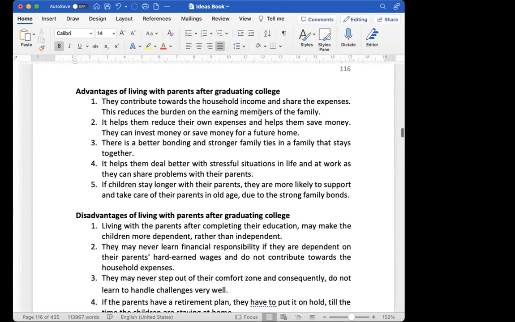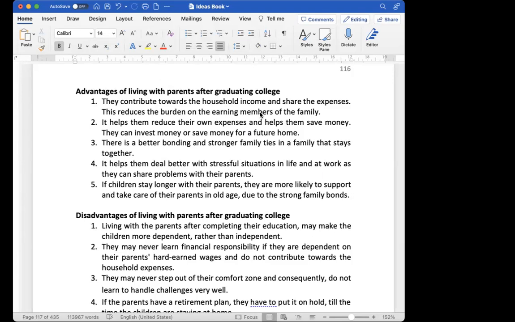Advantages of living with parents after graduating college. Such children contribute towards the household income and share the expenses. This reduces the burden on the earning members of the family. It helps them reduce their own expenses and save money. They can invest money or save money for a future home. There is better bonding and stronger family ties in a family that stays together. It helps them deal better with stressful situations in life and at work, as they can share problems with their parents. If children stay longer with their parents, they are more likely to support and take care of their parents in old age due to the strong family bonds.